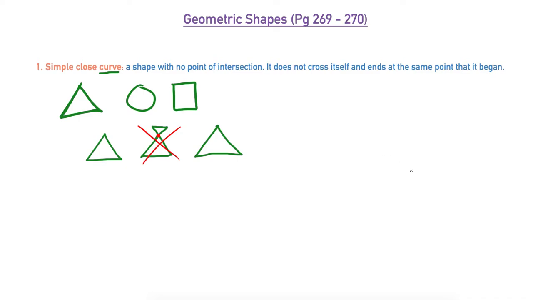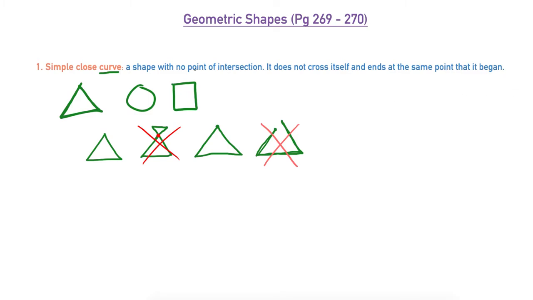So if I drew it this way, right here, this would not be considered a simple closed curve because I started at this point here, I went down, I went to the right, and went back up. And I did not stop at the point that I started with. I ended at a different spot. So this shape would not be considered a simple closed curve because I didn't end at the same point that it began.